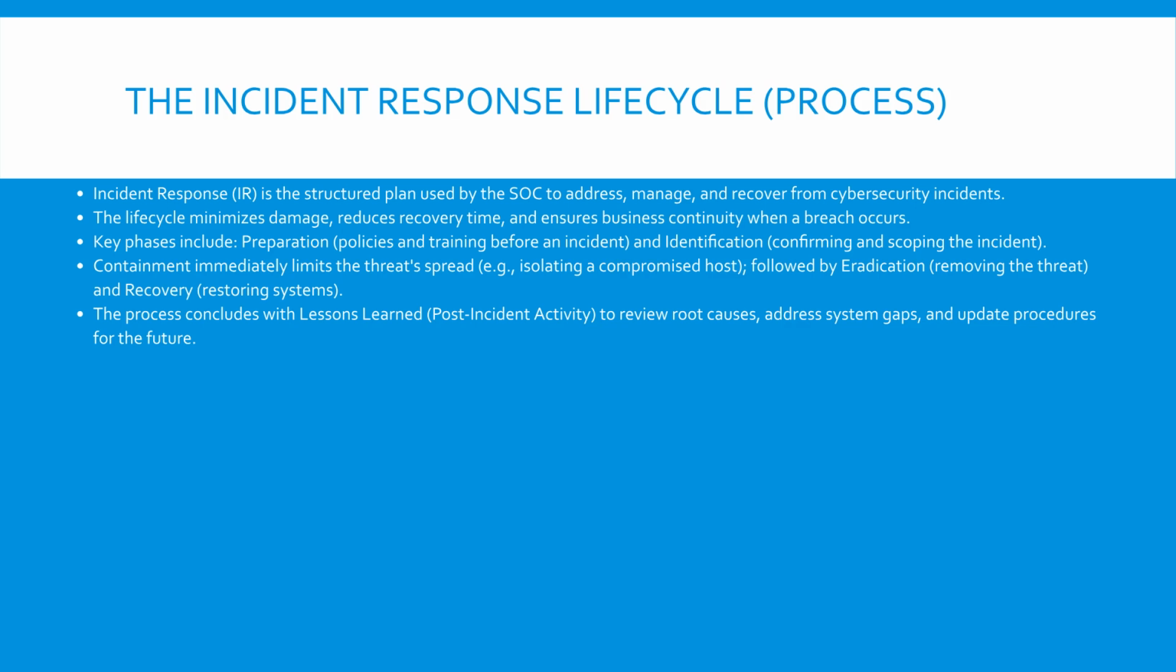When an attack occurs, the identification phase begins, where the SOC confirms the incident using alerts and tools. Next comes the most critical step, containment. This means isolating affected systems immediately to stop the attacker or malware from moving further inside the network. Once contained, the eradication phase removes the root cause, such as malware or unauthorized access. The recovery phase restores systems to normal operations, often using secure backups, and verifies that no vulnerabilities remain.